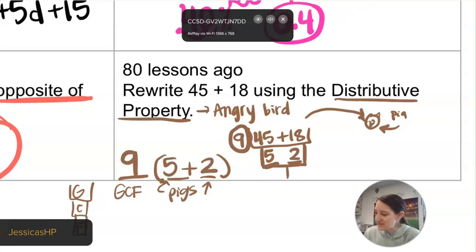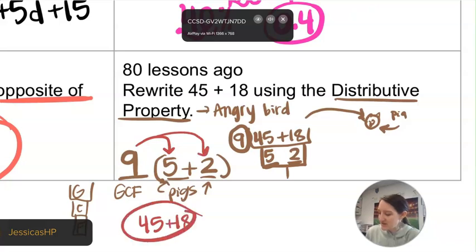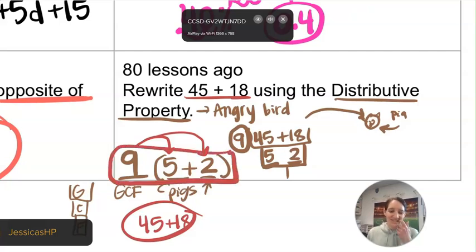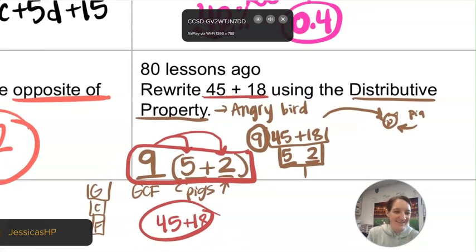And I can check it by distributing that Angry Bird through. 9 times 5 is 45. 9 times 2 is 18. That's what we started with up there. So the correct answer is 9 times the sum of 5 plus 2. Good review, guys. That was fun.